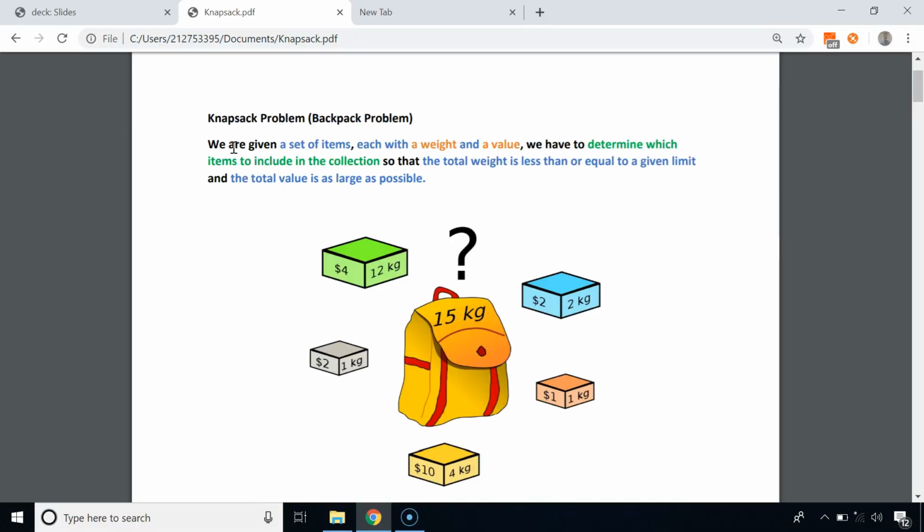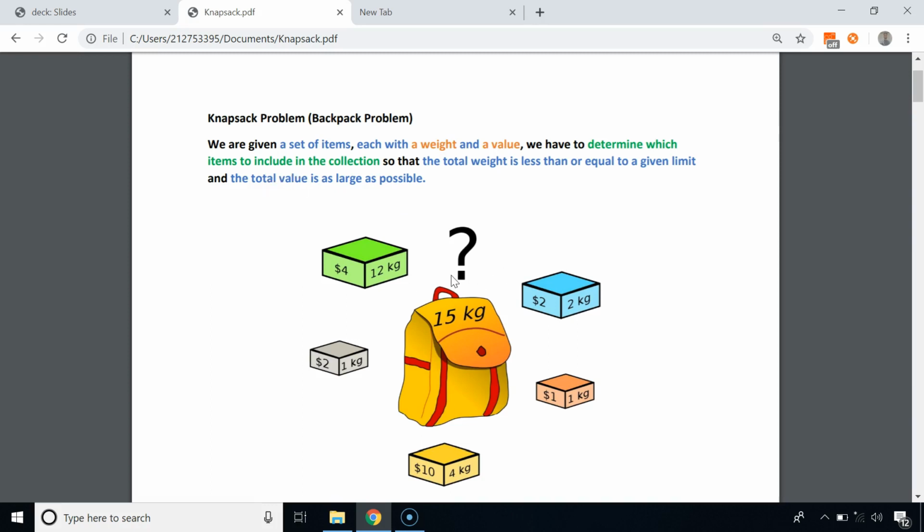Hello everyone, today we're going to talk about the very famous knapsack problem and its implementation. So let's get started. In the knapsack problem, we are given a set of items and each item has a weight and a value. We have to determine which items we should include in the collection so that the total weight is less than or equal to a given limit and the total value is as large as possible. So we are trying to maximize the total value that we can get.